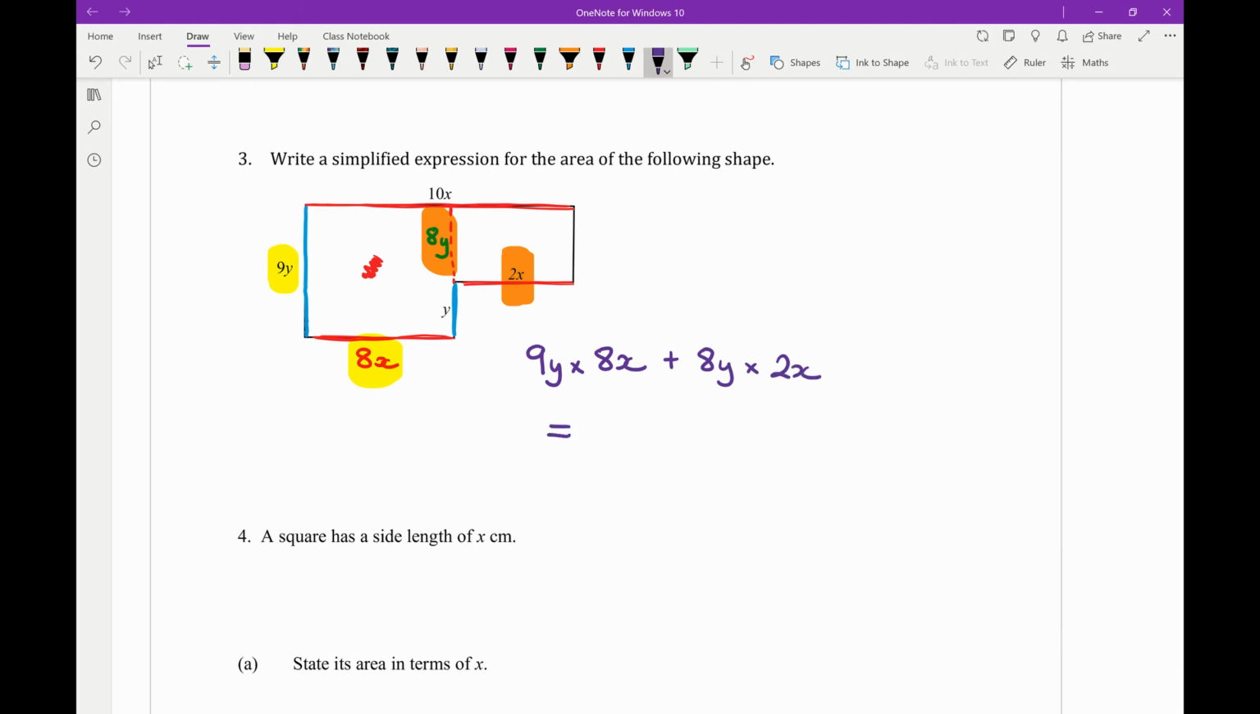Now, we don't like to leave multiplication signs in our algebra. We know we can times those together. So 9 times 8 makes 72xy, and 8 times 2 is 16, so plus 16xy, and it turns out that they are like terms. They're both xy terms. So that's back to our adding and subtracting rules. If they have the same letters, we can add the coefficients. So 72 plus 16 makes 88xy.